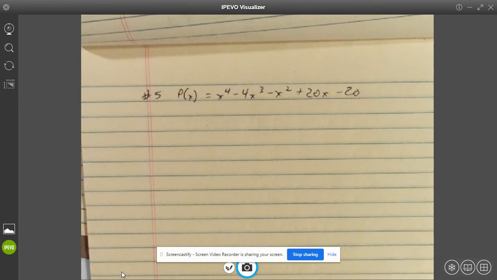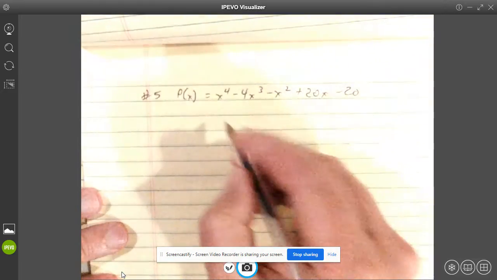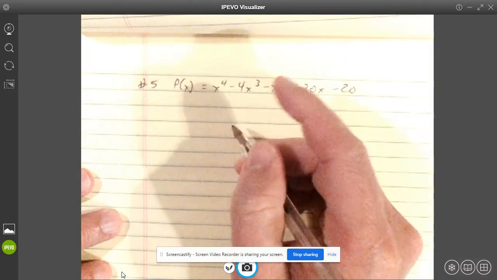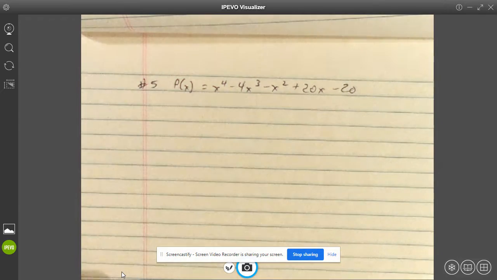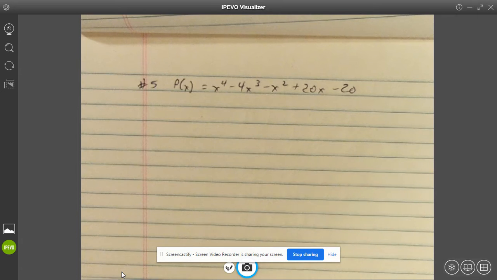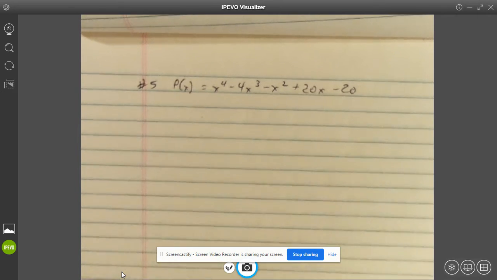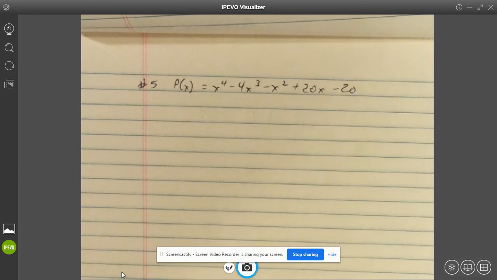So this is number 5, and I believe you're asked to find all of the zeros of this function. Okay, so we want to find when this thing is equal to 0. And again, I see a 4th degree function. I know there's 4 zeros out there. Some of them might be imaginary, some of them might be double roots, but I know I'm looking for 4 answers here. All right.